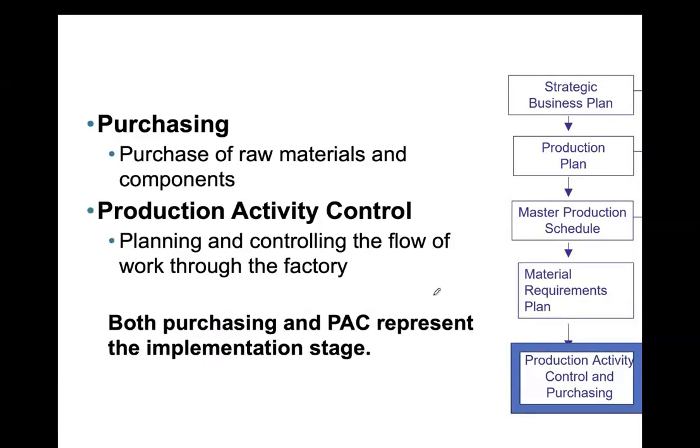Then at the lowest level in this hierarchy is purchasing. That's about purchasing of raw materials and components. And production activity control, that's planning, controlling, and managing the flow of work through the factory. In contrast to other levels, purchasing and production activity control represent the implementation stage. So this is the plan stage and this is the implementation stage.